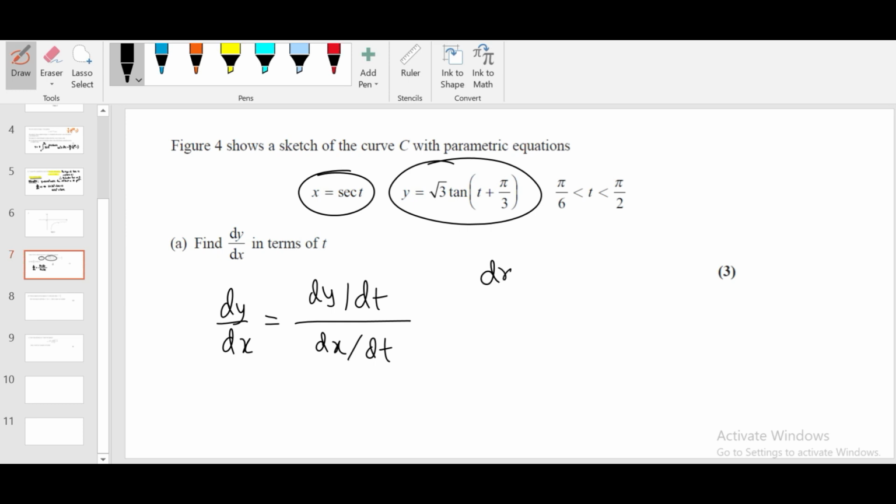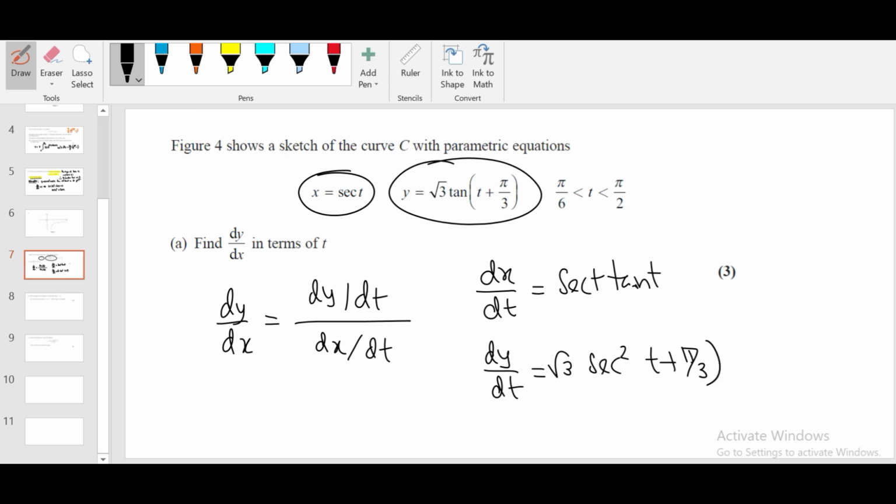So first dx by dt: the derivative of secant t is secant t tan t. And then dy over dt: keep root 3 as it is, and differentiate tan t, it becomes secant squared of t plus pi over 3. It looks like a complex function, but it's just a normal one because we are differentiating with respect to t. So you need to basically multiply by the coefficient of t. The coefficient of t is 1, so you don't need to worry about this. The pi over 3, just ignore it.